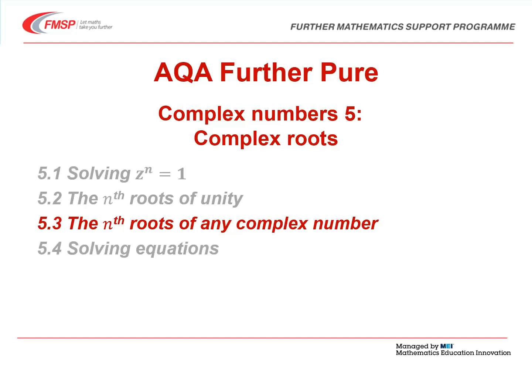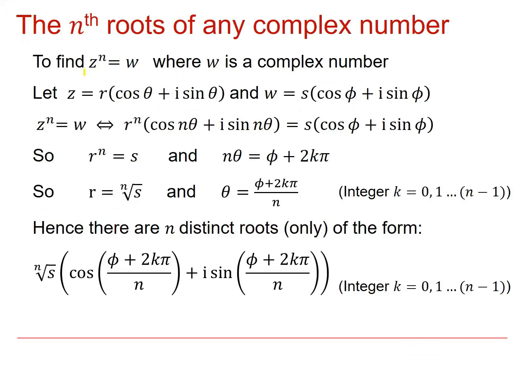This is a video for AQA Further Pure, complex numbers 5, complex roots, 5.3, the nth roots of any complex number. So if we look at this equation, I've got z to the n equals w, where w is a complex number. The roots of this equation then will be the nth roots of w.